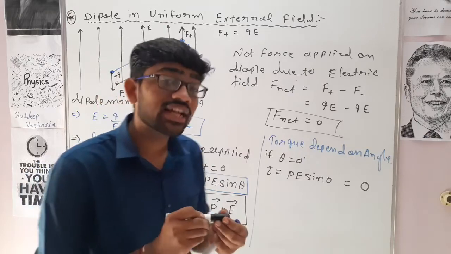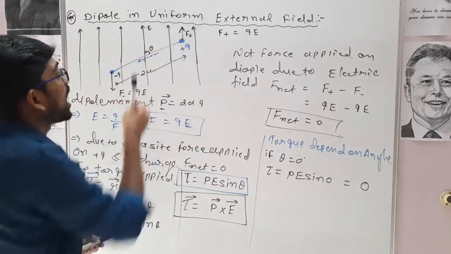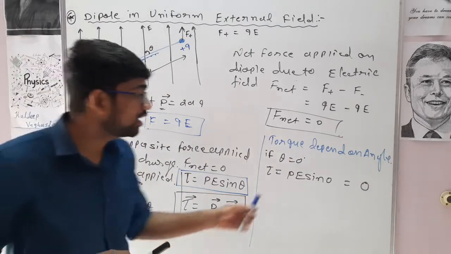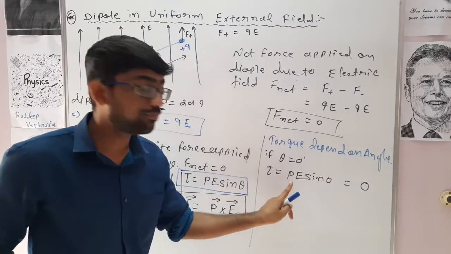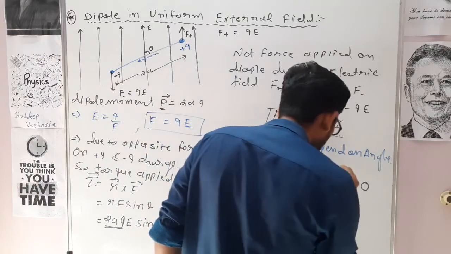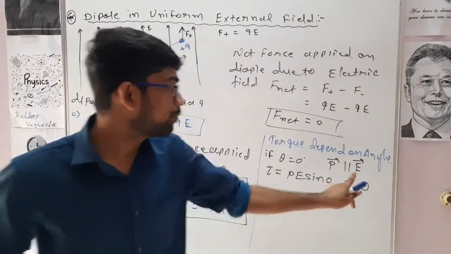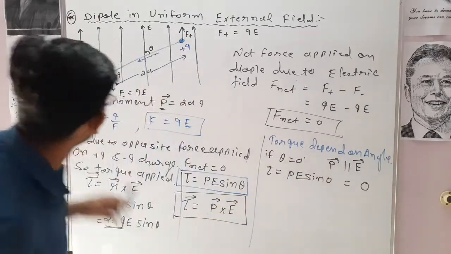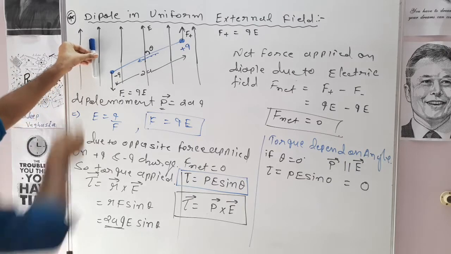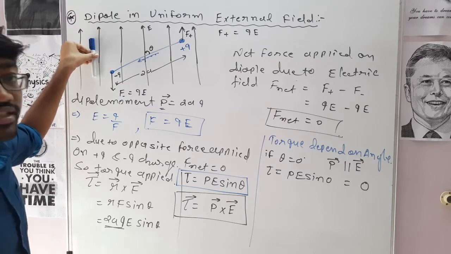Yes or no? Theta 0, it means what? Theta 0, it means what? This is the electric field and the dipole is here, because electric field and dipole, if both are parallel, then only theta is 0. That means if P and E are parallel, then theta is 0, meaning the dipole is like this. If the dipole is like this, what happens? In which direction will the force due to the electric field be applied on the positive and negative charges?